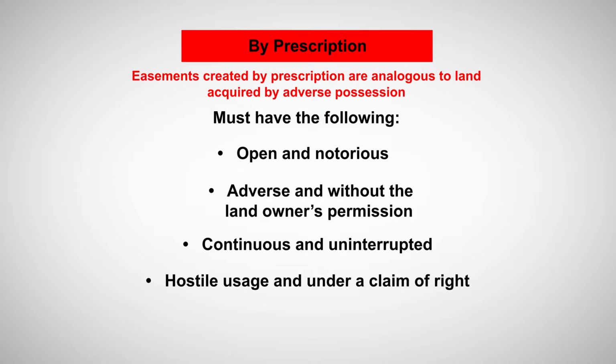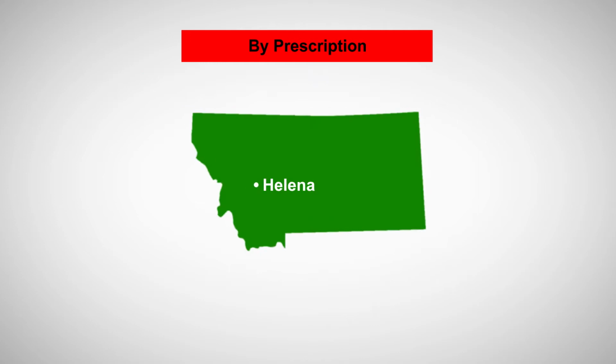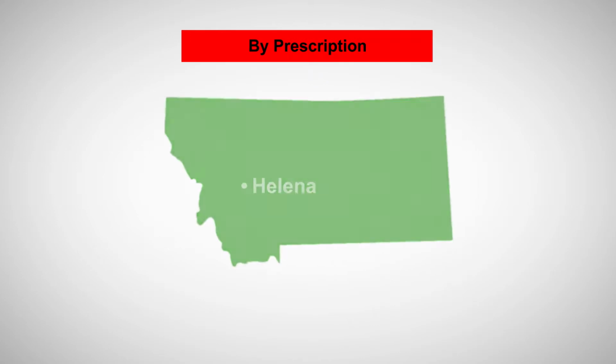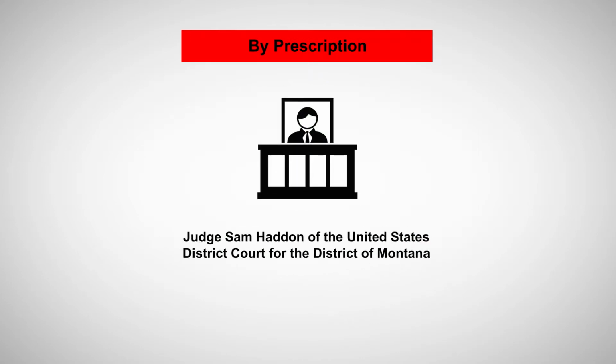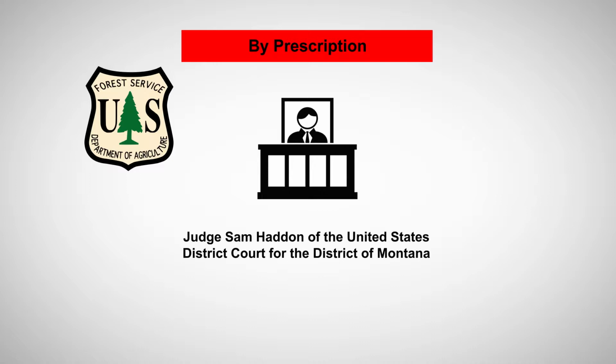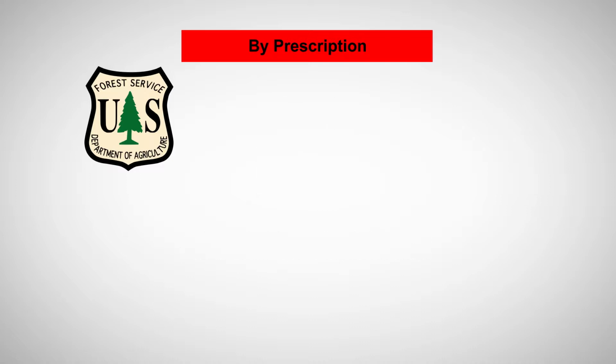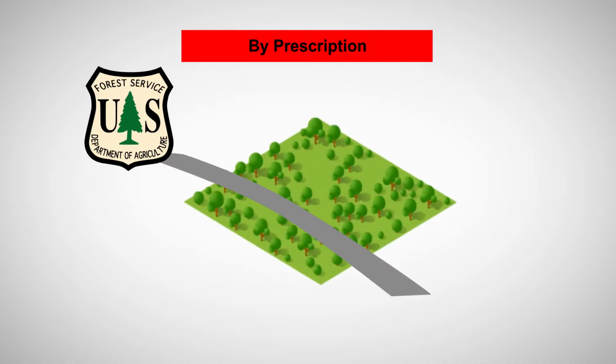A recent example of a court granting a prescriptive easement took place in Helena, Montana. There, Judge Sam Haddon of the United States District Court for the District of Montana found that the U.S. Forest Service had acquired a prescriptive easement for a trail running through the front yard of an 80-acre property owned by another landowner. All the elements of prescriptive easements were satisfied.